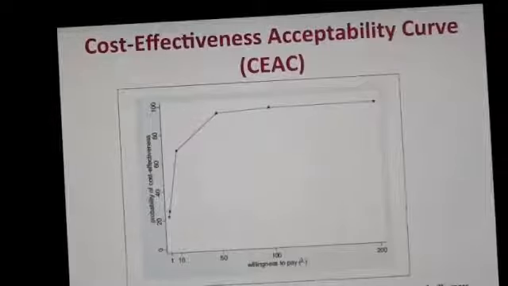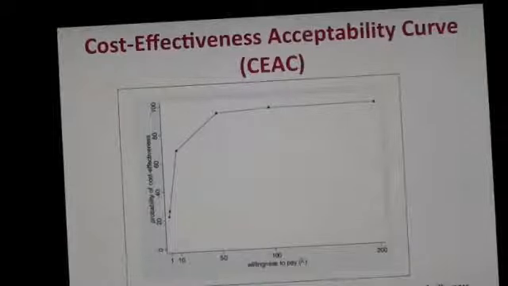And then we can calculate a cost-effectiveness acceptability curve given that bootstrapping scatter plot and figure out what the likelihood of the new option being cost-effective is compared with the old option across different willingness to pay thresholds.